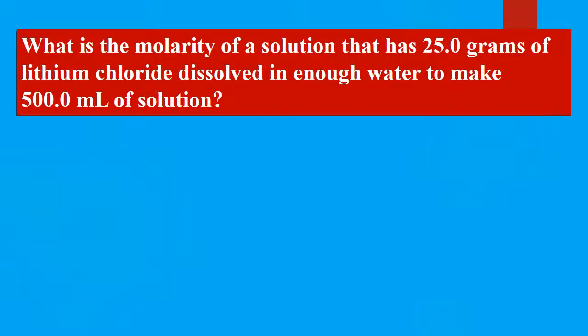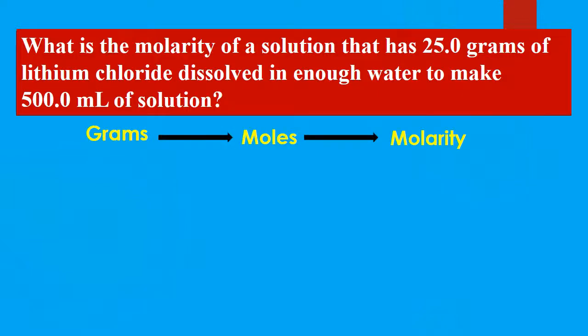In this one, you're given grams and you're given milliliters of solution, and you're asked for the molarity. So you have to think about what you need to calculate molarity. To calculate molarity, you need moles and you need liters of solution. That means we have to convert our grams to moles and then convert our moles to molarity.